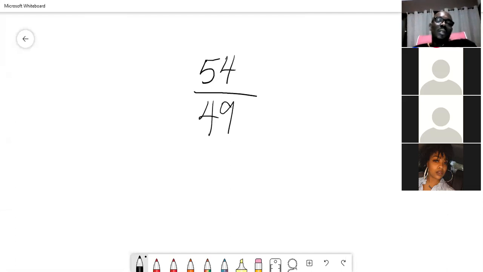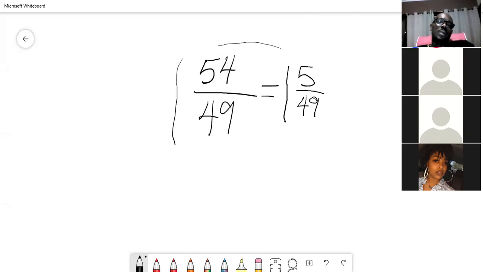Well, first of all, this is what we call an improper fraction, right? We can write it as a mixed number. 49 goes into 54 how many times? One time, remainder 5. 5 over 49. Does that make sense? Yeah. Okay, so can we simplify 5 over 49, is that possible? Not possible. So that's it, right? There's nothing else we can do.